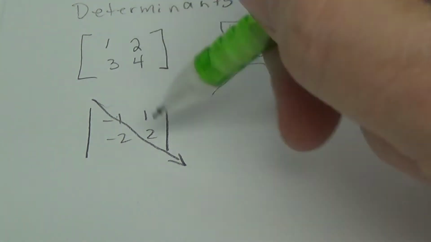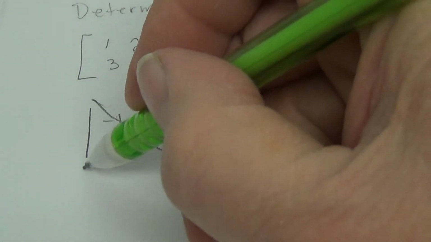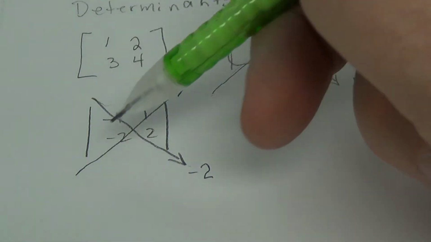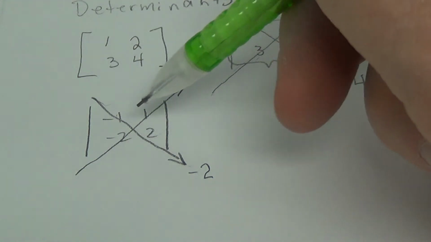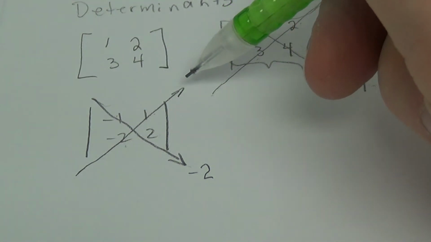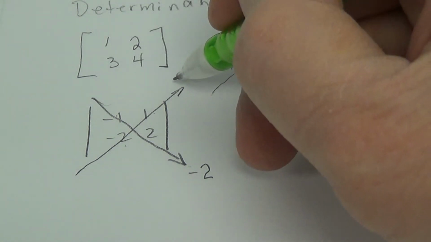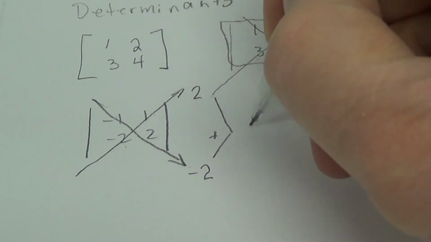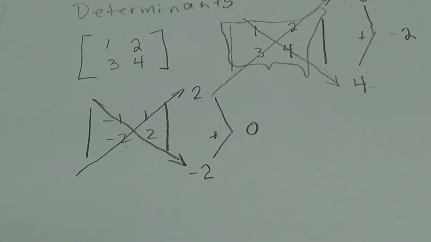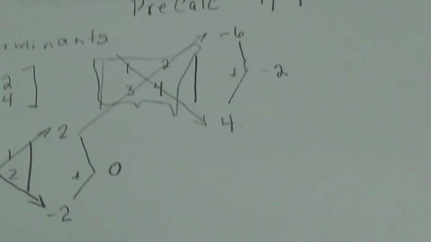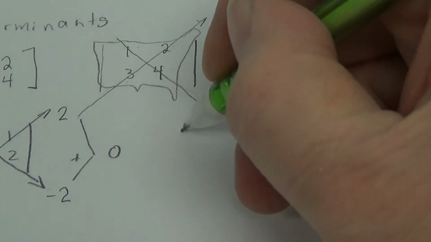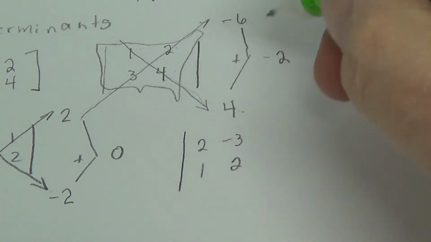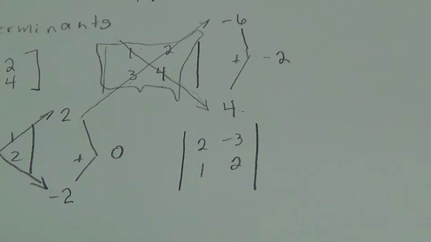So -1 times 2 is a -2. Along this diagonal, I'm going to change the signs, so it's like the negative of whatever is on this diagonal. So -2 times 1 is -2, but I'm going to think of that as a -(-2), or a +2. When I add these two, I get a determinant of 0. Hopefully you did as well. And try one more. Find the determinant of 2, -3, 1, 2.